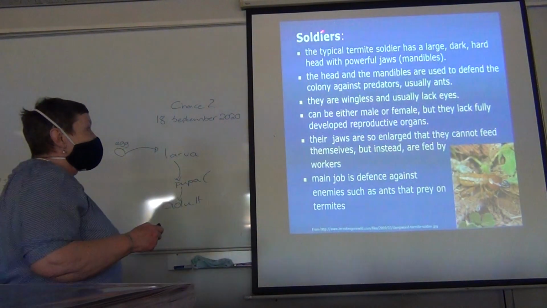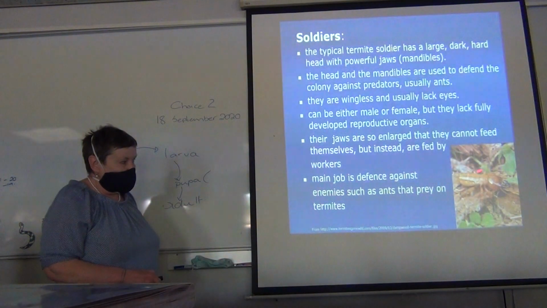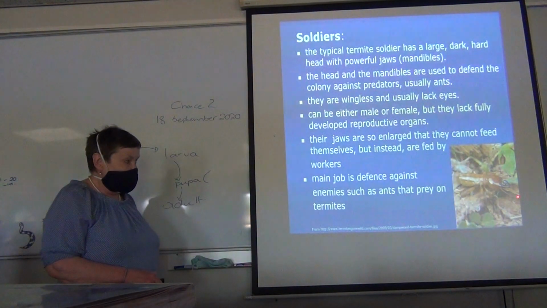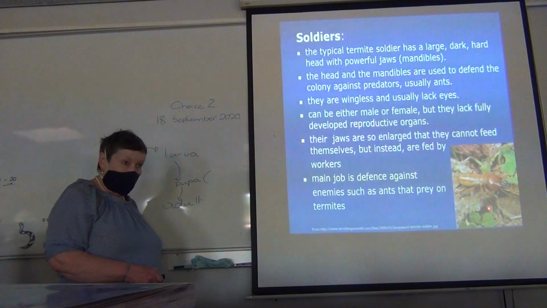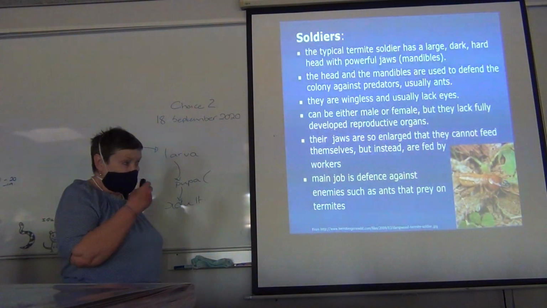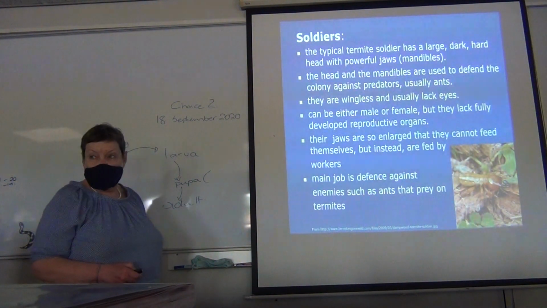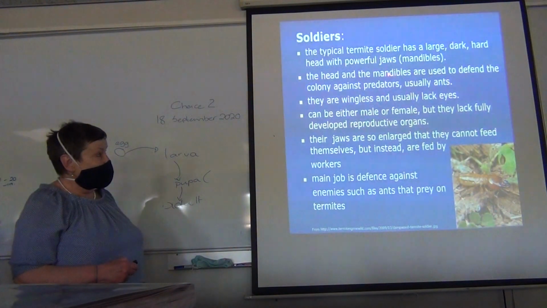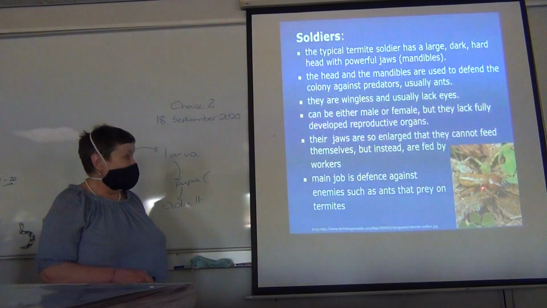So first of all, soldiers. And this is a picture of a soldier termite. It has incredibly big mandibles. Often the mandibles are so big that they can't feed themselves and the workers have to feed them, because they can't get their mouth close to food. So they've got very big, very powerful mandibles. You do not want to get bitten by one of these, it's sore.